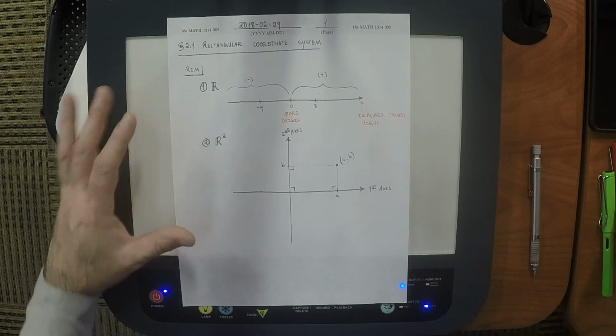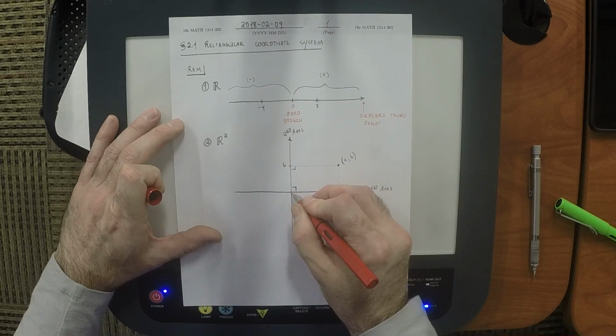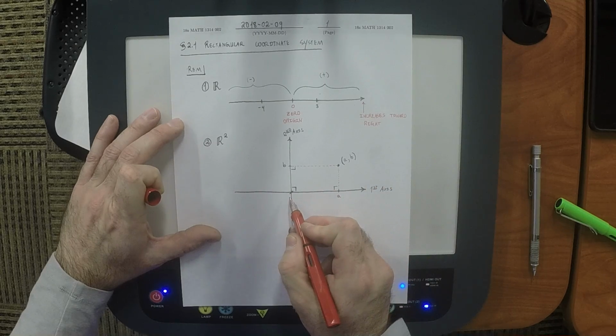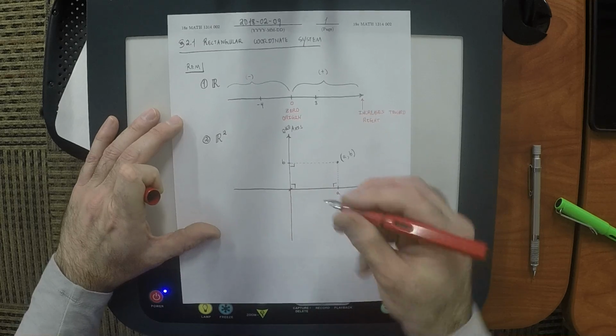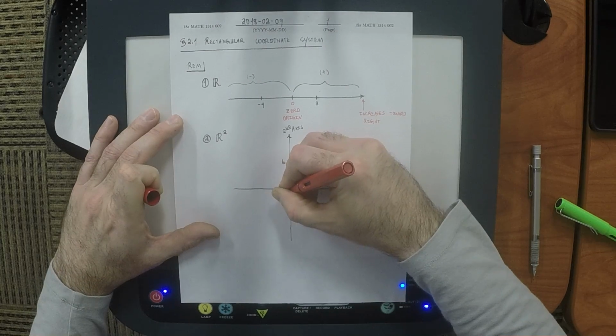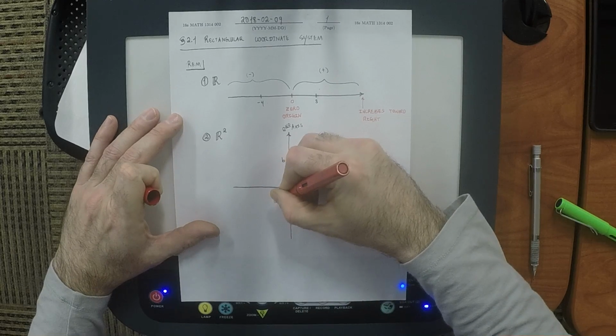Okay, so these axes are arranged in such a way that both of the axes have their 0 right there. So what's the coordinates of that point? (0, 0). And again, that point is referred to as the origin.